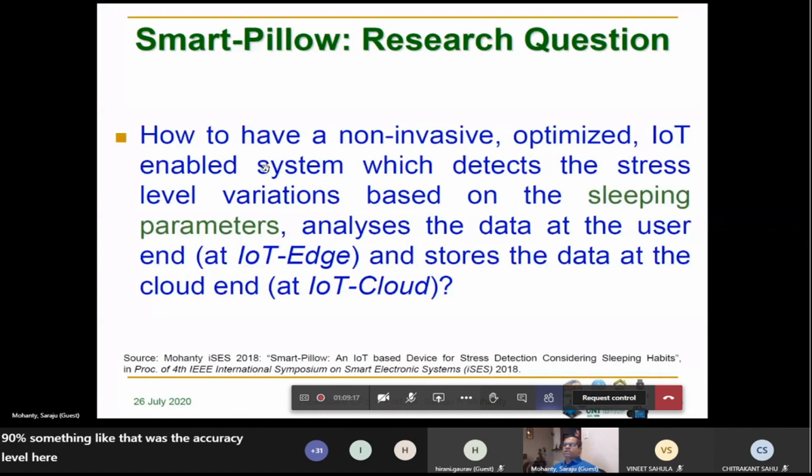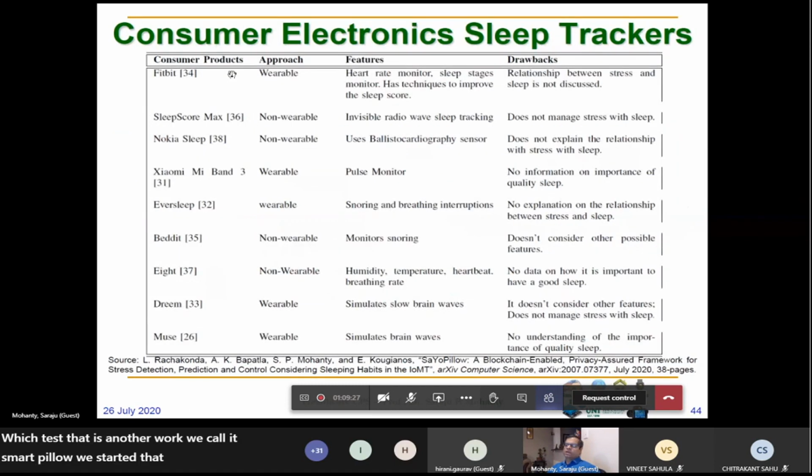Then this is another interesting work we did, on how we can correlate sleeping parameters with stress. That is another work, we call it smart pillow. We started that work, then that further developed to what we call pillow. We'll discuss later. And here I list what are the sleeping tracker devices we have right now.